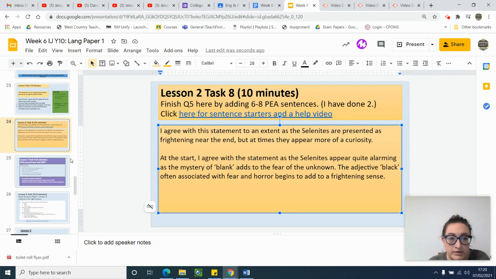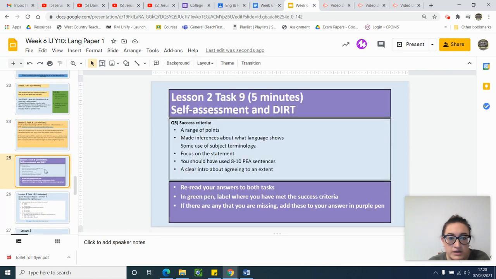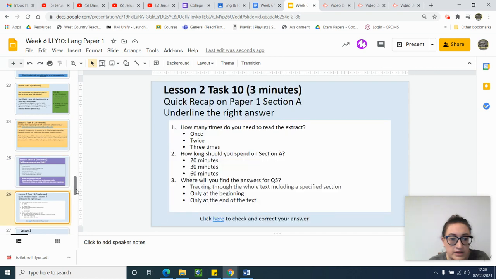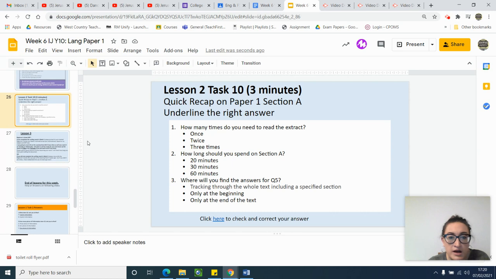You might want to pause now, and then on slide 25, you can do a bit of DIRT on that question 5. And then there's just a last learning checker on slide 26 for lesson 2.